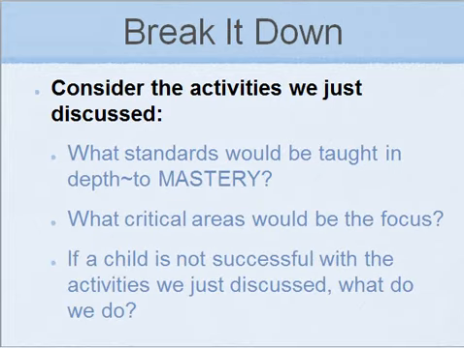You get the idea. So break it down, consider the activities that we've discussed, and what standards will be taught in depth to mastery. Think about the critical areas. If a child's not successful with activities, then we try some more. We do the same thing a different way. We change the attributes.